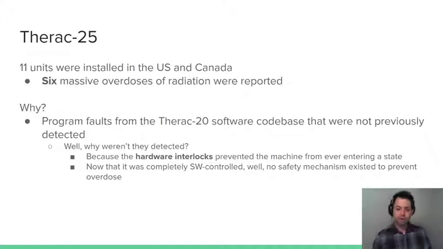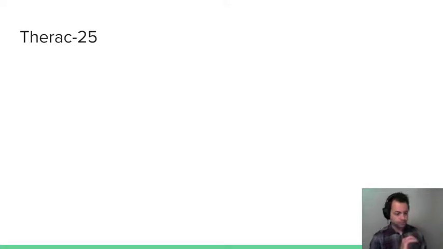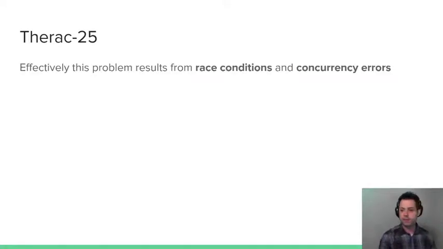Faults occurred that were never detected before. Why were they not detected? Well, there were hardware interlocks, meaning that there was a mechanical backup that prevented the machine from ever overdosing somebody. However, now that those are gone, these faults come to light. There is no safety mechanism anymore. So this overdose, basically, it's like you hit a button, this is how much radiation comes out. Okay, so that's what happened.